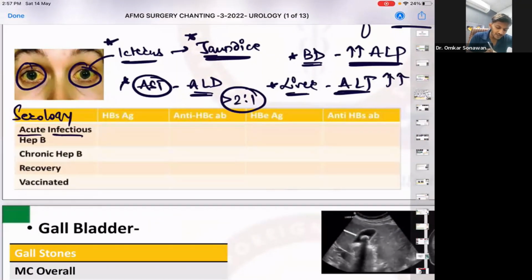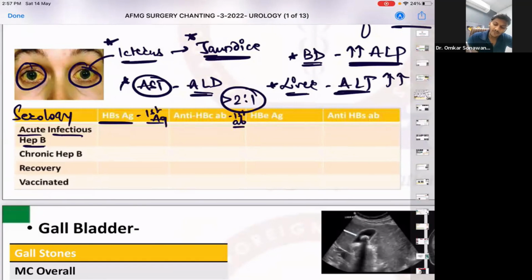If I talk about acute infectious hepatitis B, so HBS, what should be positive? If there is hepatitis B, the first antigen to appear is the HBS antigen, whereas the first antibody to appear is the anti-HBC antibody.